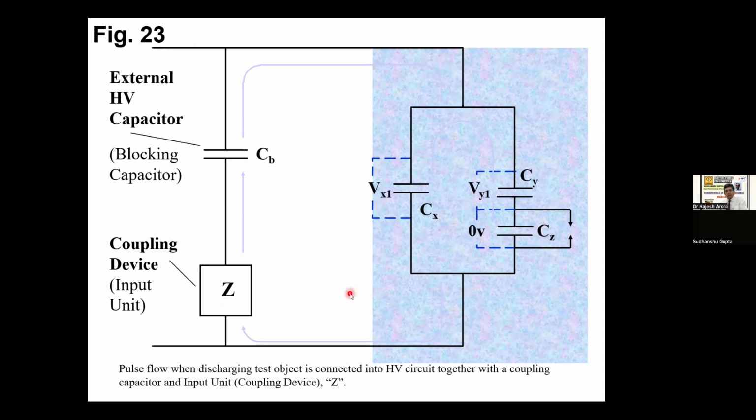So this is an equivalent circuit we use for testing as per IEC 60270. The pulse discharge test object is connected to the high voltage circuit together with the coupling capacitor, the input unit, and coupling device Z.